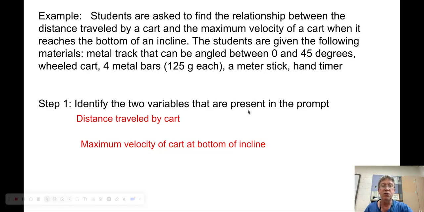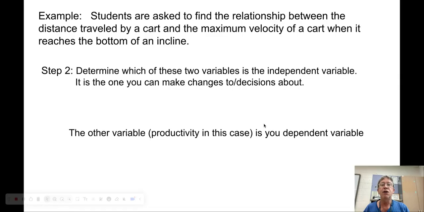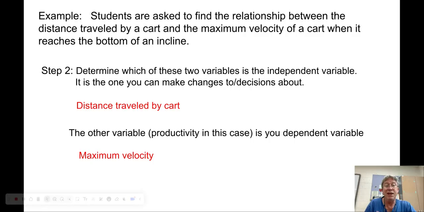So the next thing you want to do is figure out which one of these two is the independent variable. And that's the one that you have the agency to make changes to and to make decisions about ahead of time. Okay, so in this case, what I could change is the distance traveled, right? The other variable that was listed, that's going to be my dependent variable. So now I know the basic setup for my investigation. I'm going to change the distance of the cart, and I'm going to figure out what its maximum velocity is when it gets to the bottom. Now notice something.